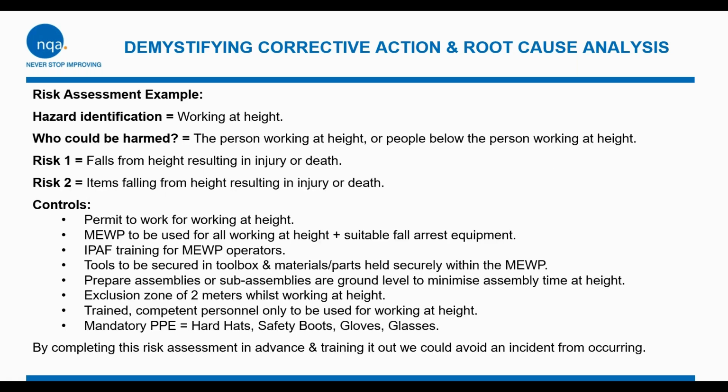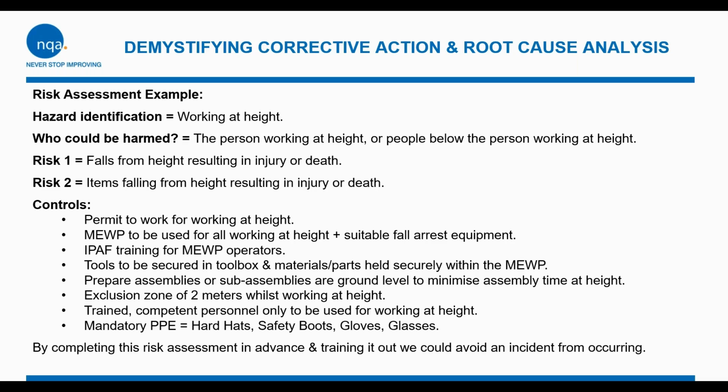So here's a short example. Again, going back to working at height, who could be harmed? The person working at height or people below the person working at height. Risks are falls from height, resulting in injury or death, or items falling from height, resulting in injury and death.